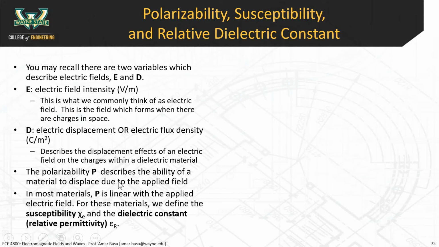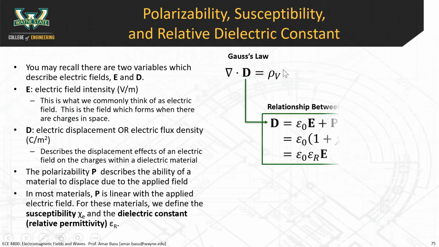So let's look at E and D first. Just recall from the basics, Gauss's law. Remember that Gauss's law was in terms of D, not in terms of E. So del dot D is equal to rho V. This was Gauss's law. Now, early on we said a simple relationship for D is D is equal to epsilon E. And that is what we're going to essentially derive here.